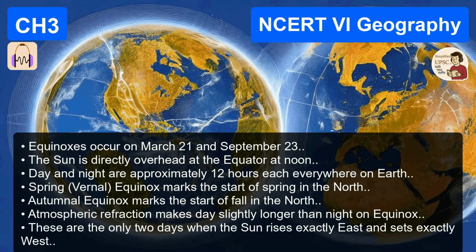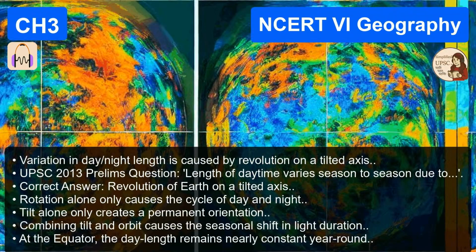The axis is tilted, remember the two numbers, 66.5 degrees to the orbital plane, or 23.5 degrees to the vertical, and crucially, it stays fixed in direction. Seasons happen because of the specific combination of revolution plus the tilt. Not one or the other, but both. Solstices are the extremes, when the tilt is maximal towards or away from the sun, June 21 and December 22. Equinoxes are the balance points when the sun is over the equator, March 21 and September 23.